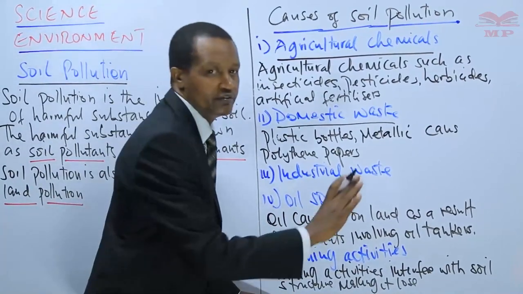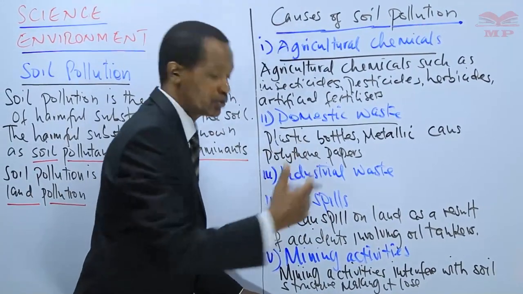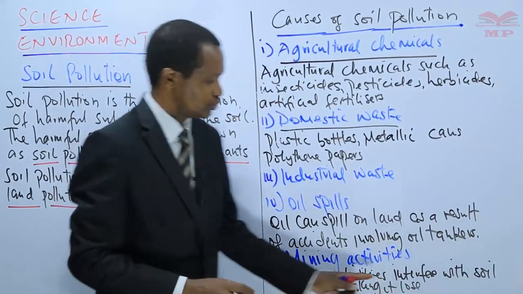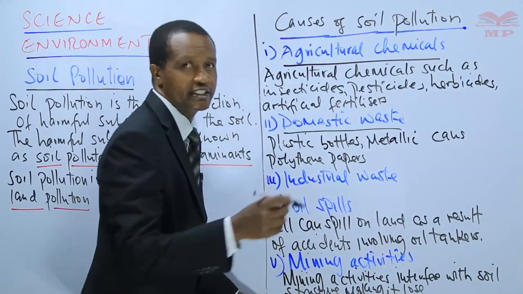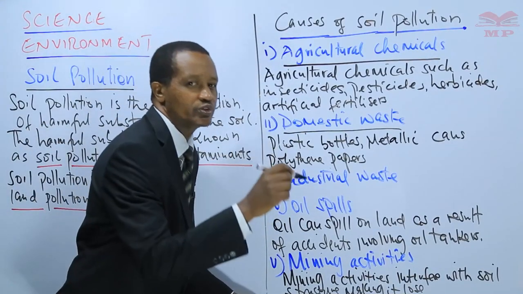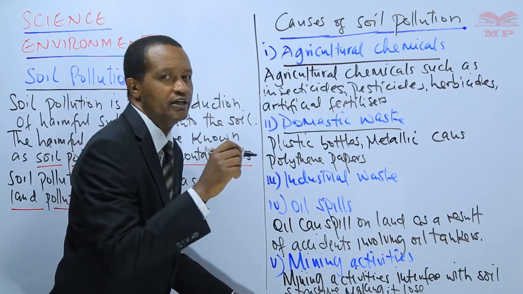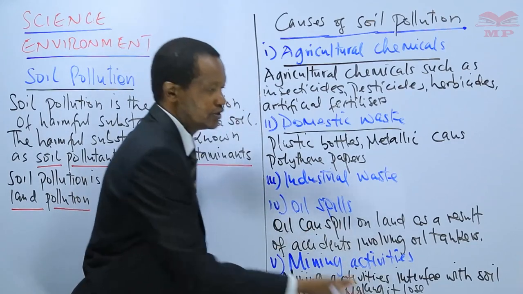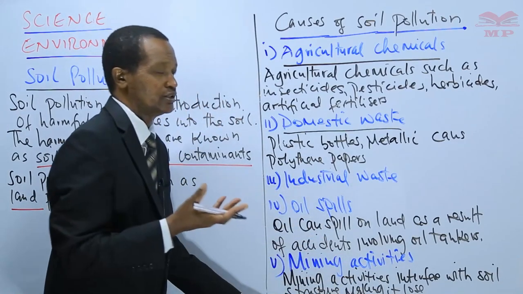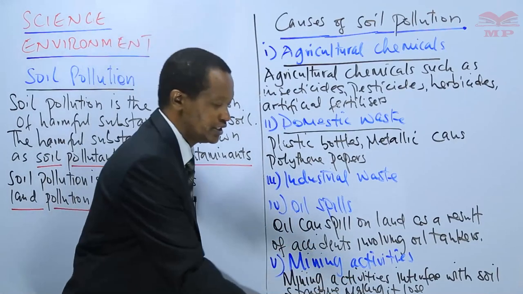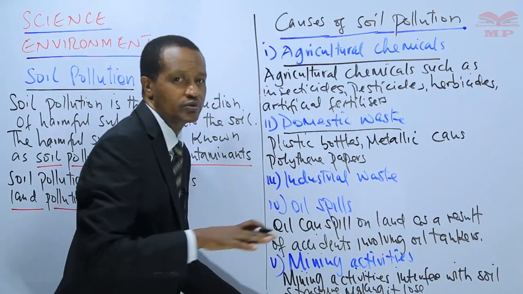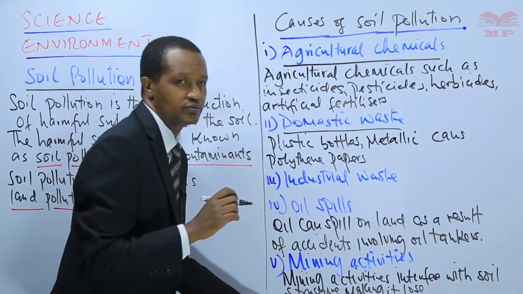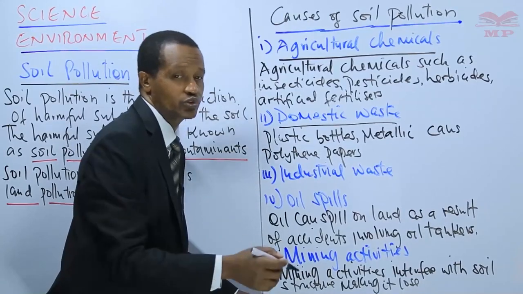Okay, these activities also leave excess minerals, other than causing soil to be loose. They leave excess minerals on top of the soil. When minerals are taken down from the ground, are mined from the ground, then the miners may leave the minerals on top of the soil, leading to soil pollution. Because it's dangerous for minerals to be on top of the soil.